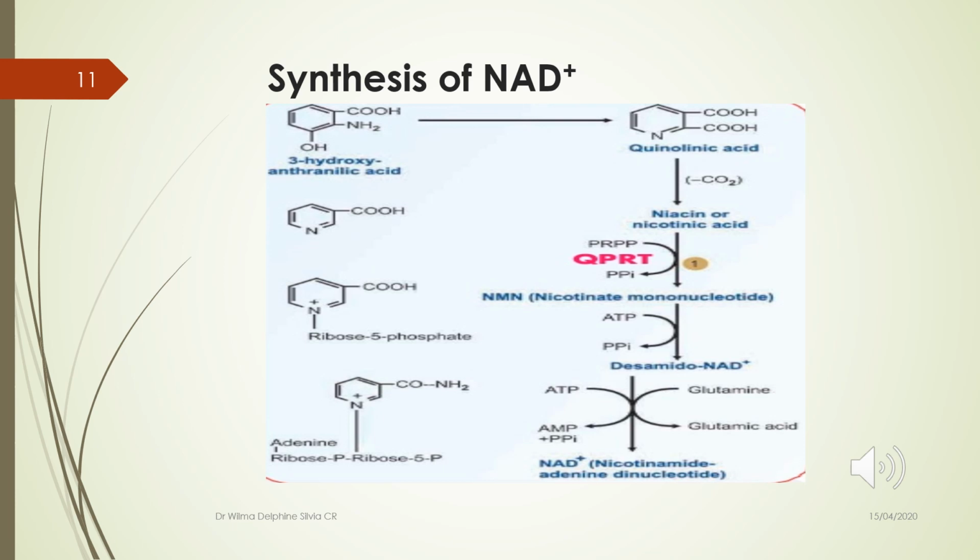In the presence of ATP, AMP is added to form desamido NAD+, which is aminated to form NAD+, using glutamine as a source of amino group. NADP+ is formed by phosphorylation of the 2'-hydroxyl group of ribose of the AMP moiety. So, in this way, 3-hydroxyanthranilic acid is converted into NAD+ and NADP+.